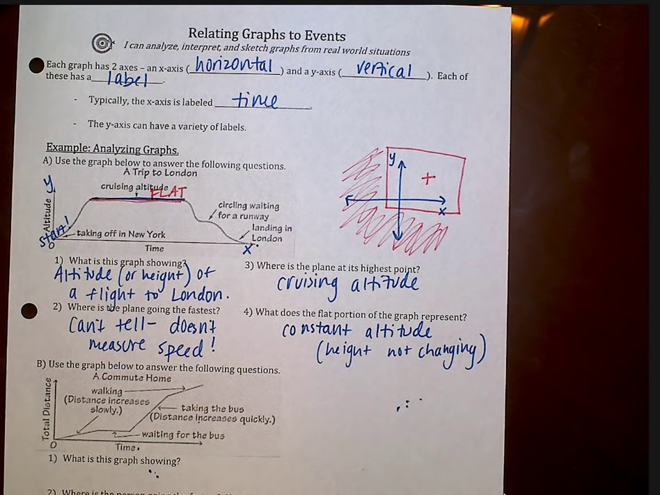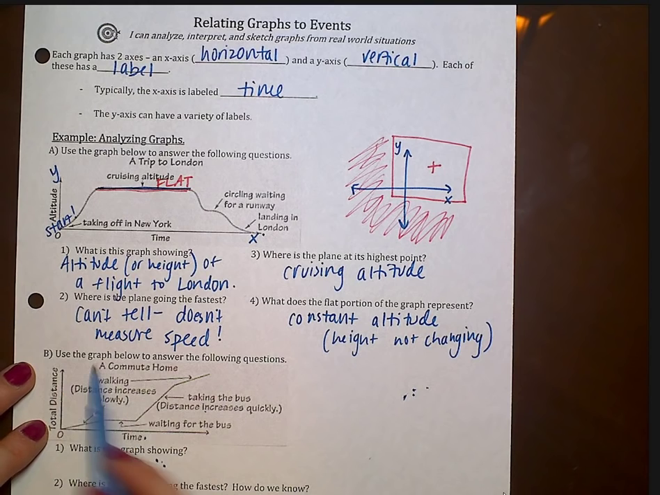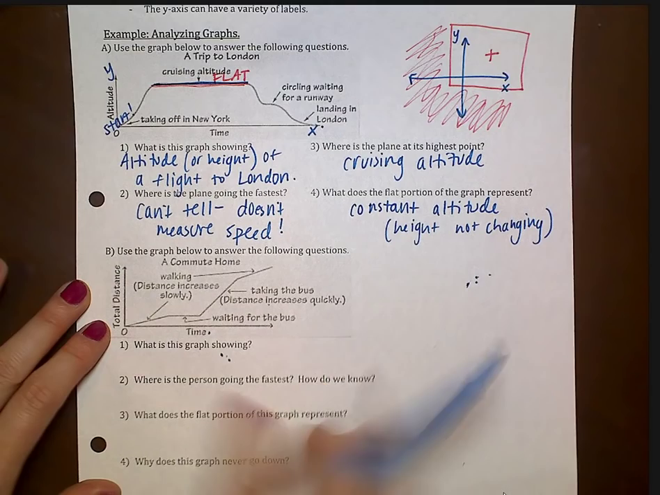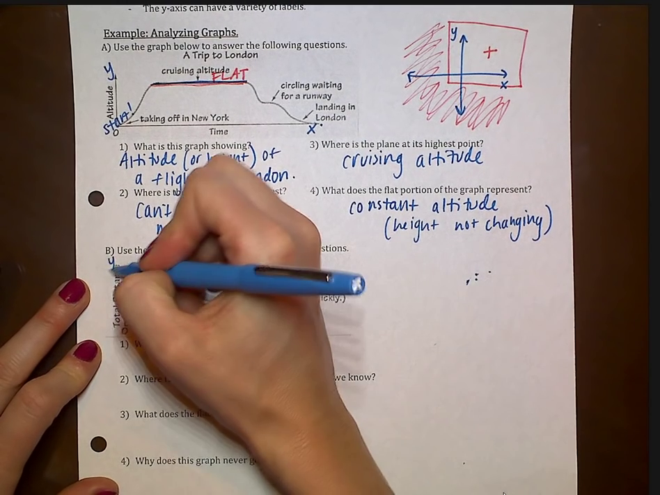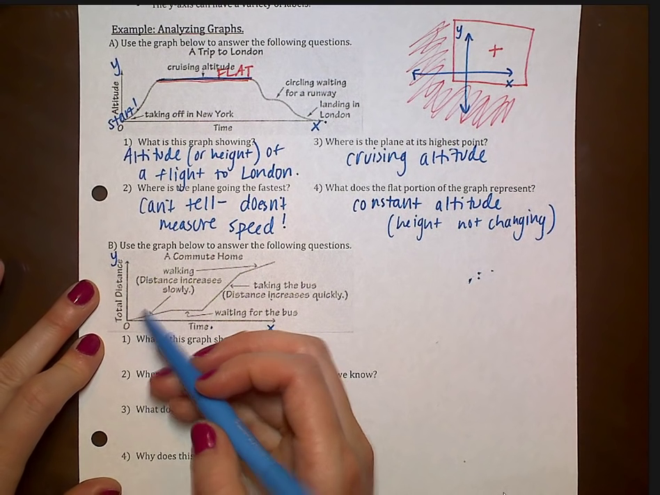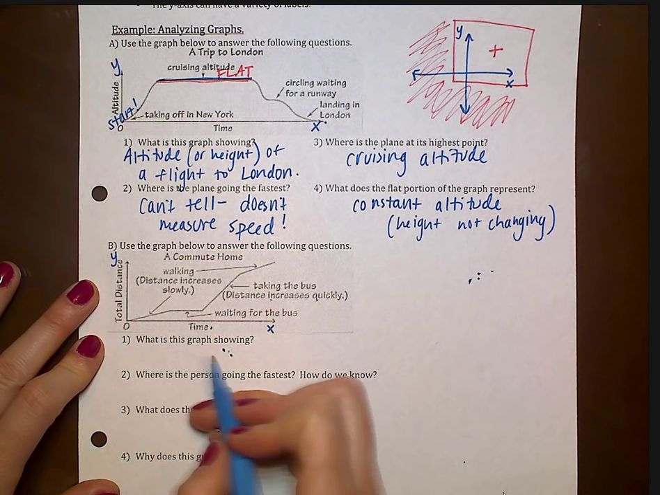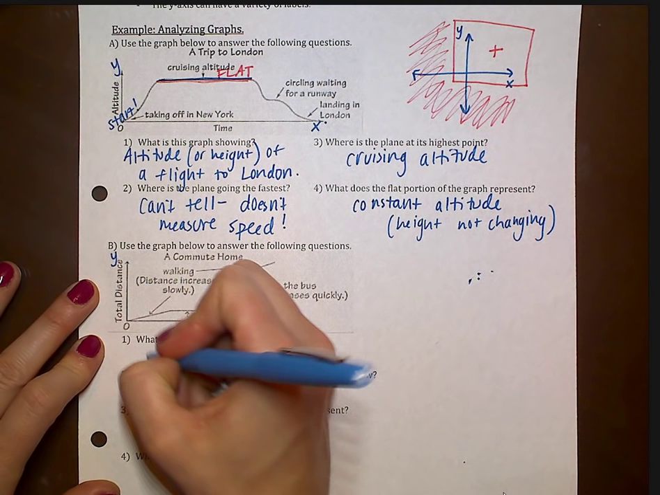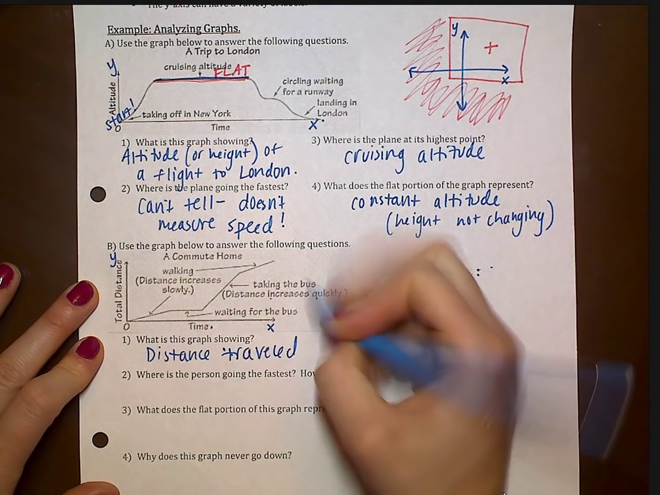Okay, so there's an example of analyzing a graph. Let's do one more. Graph B says we're talking about a commute home, so kind of like your trip home. And again, the x-axis is measuring time, like we said. The y-axis, though, that's the one that's going to change. This time, we're not measuring my height on my commute home. We're measuring my distance, like how far I've traveled. So that's exactly what the graph is showing. It's showing my distance traveled on my commute home.